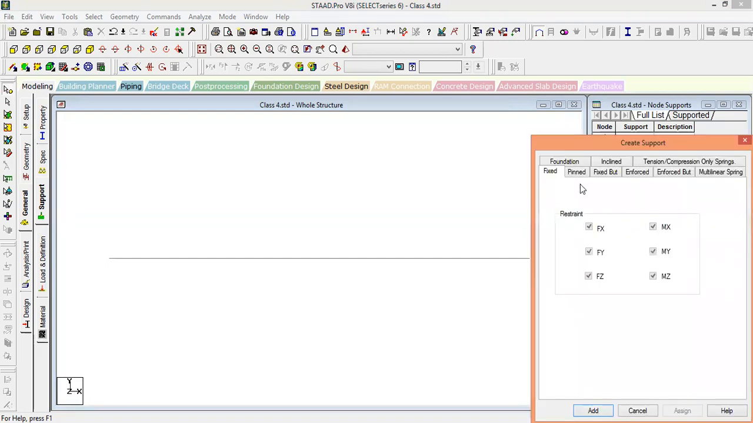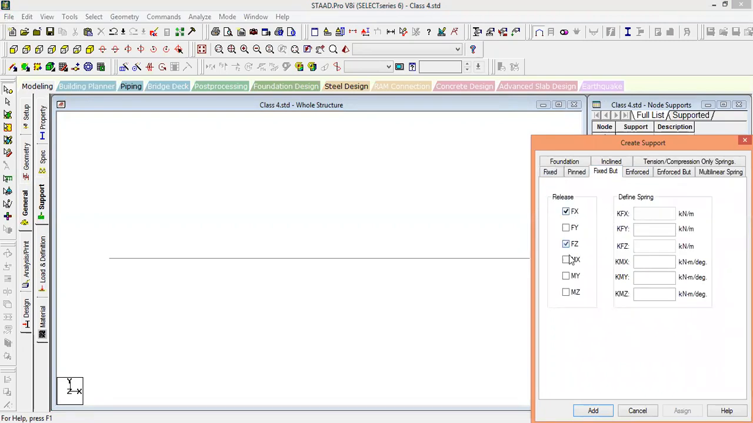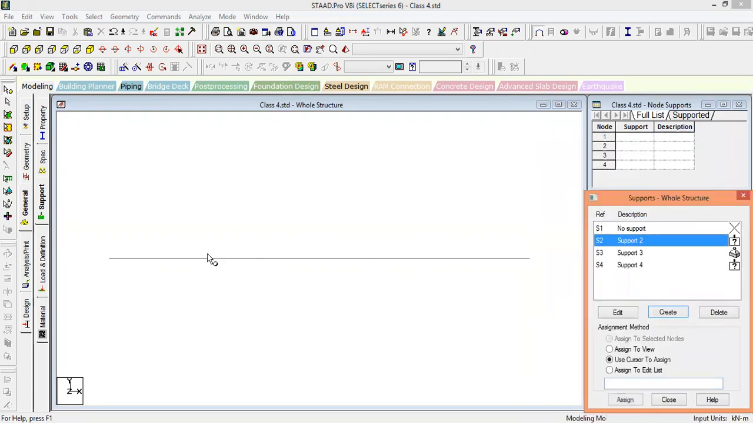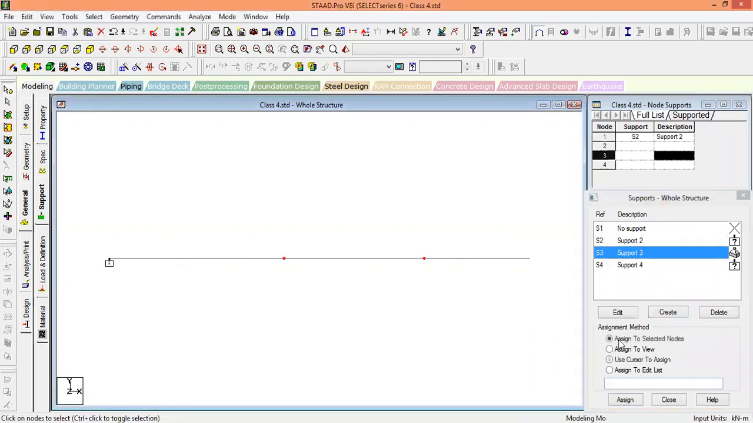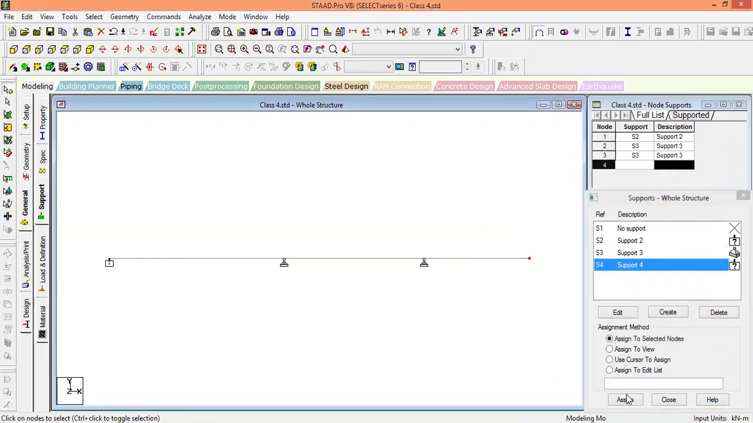The remaining two supports are pinned supports, you add, and the end support is the roller support. You can just release all others except Fy, add. Now you can assign the supports to each node: assign to selected node, assign to the other two nodes, and the remaining. Okay, we have assigned the supports.